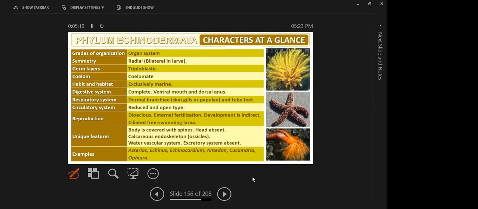Then they have spiny skin, papillae, projections on the skin. That's why we call it spiny skin, and echinoderm, that's the reason. They have tube feet which help in locomotion. Water fills into the tube and they help in locomotion. Open type circulatory system, and it is not at all developed here because of water vascular system. External fertilization, indirect development. Ciliated, free swimming larvae. Head absent, calcareous endoskeleton called ossicles. Excretory system is also absent.